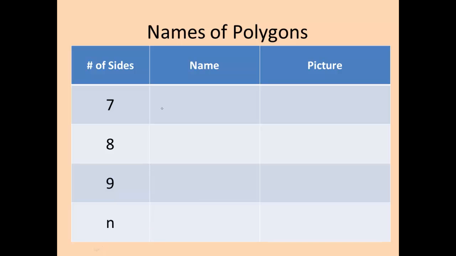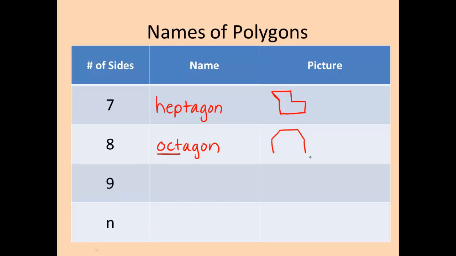7 sides is called a heptagon. A heptagon has 7 sides, so let's see what we can do. 1, 2, 3, 4, 5, 6, 7. 7 sides. And they can come in all shapes and sizes. 8 is an octagon. Maybe you'll remember octagon because an octopus has 8 tentacles. And the most famous octagon shape could be a stop sign. And that would be our octagon.